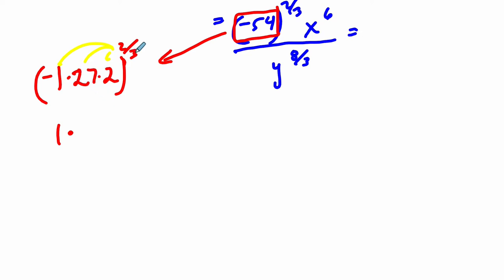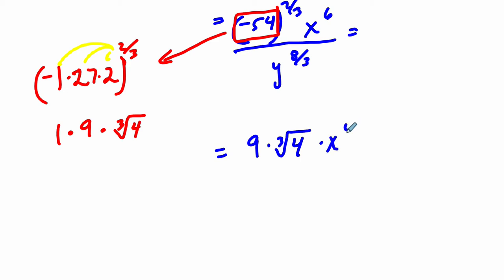What's the third root of 27? That's 3. And square that, you get 9. And then 2, I can't really deal with that so nicely. It's just the third root of 2 squared. But 2 squared is 4. Wow, so we've done all this work and look what we have. I'm going to leave the 1 out of it. It's just irrelevant, right? It's 9 times the cube root of 4 times x to the sixth over y to the 8/3.